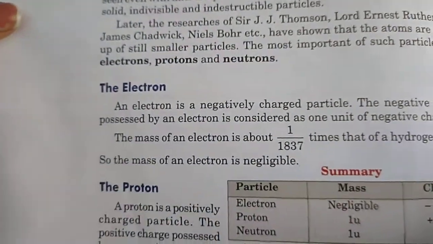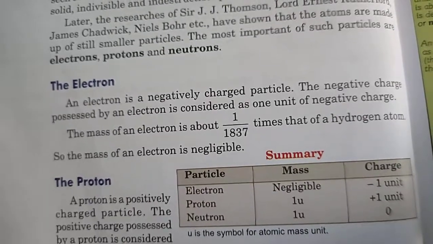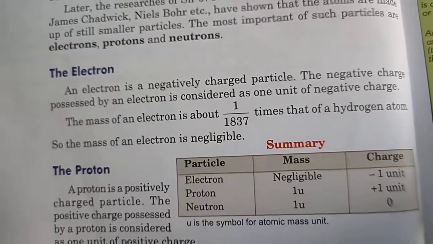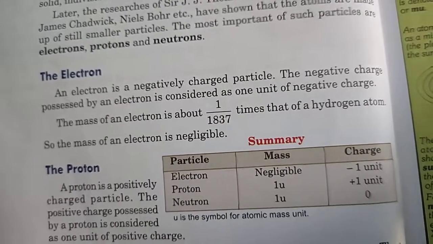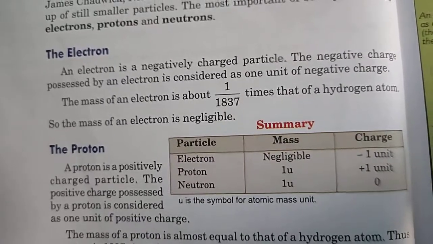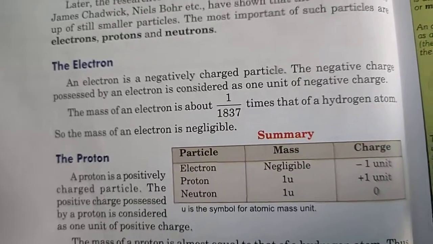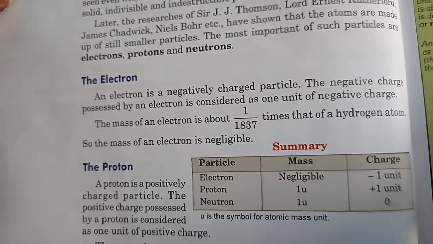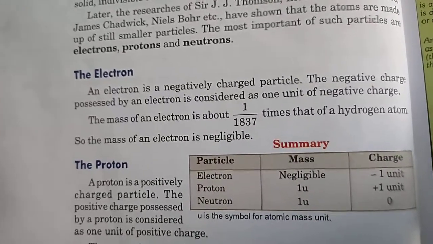Electron means what? Electron is a negatively charged particle. Electron possesses negative charge and is considered as 1 unit of negative charge. The mass of an electron is about 1 by 1837 times that of a hydrogen atom. As you can see here, a hydrogen atom is a very small atom, and the mass of an electron is 1 by 1837 times that. So that means the mass of an electron is negligible.